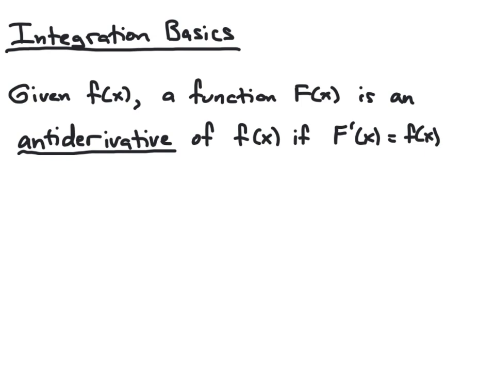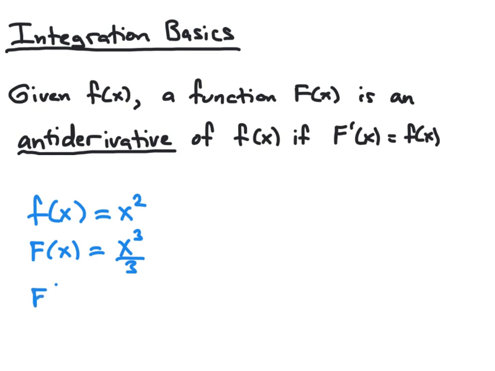By convention, we'll always use a capital letter to denote the antiderivative of a function represented by a lowercase letter. For a simple example, let's look at the function f of x equals x squared, and let's suppose we're asked to find an antiderivative capital F of x for this function. In order to do this, we need to find a function whose derivative is x squared. Thinking back to our basic rules of differentiation, we should be able to pretty quickly come up with the function x cubed divided by 3 as a function whose derivative is x squared.